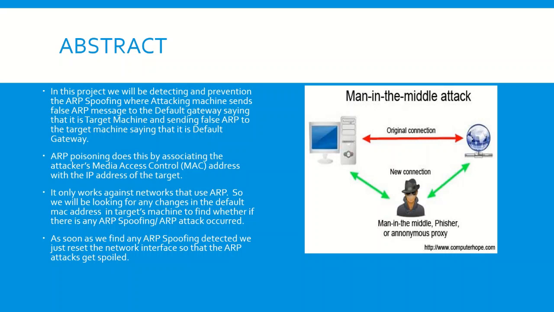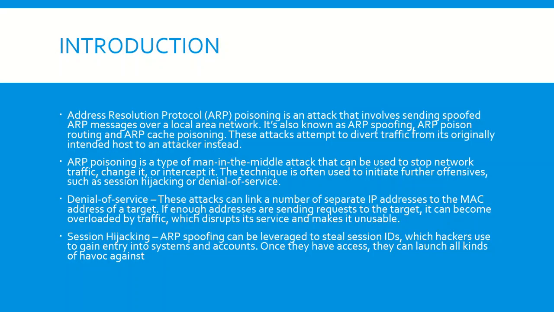So we will be looking for changes in the default MAC address in the target's machine to find out whether any ARP spoofing or ARP attack has occurred. As soon as we detect any ARP spoofing, we reset the network interface so that the ARP attack is defeated.